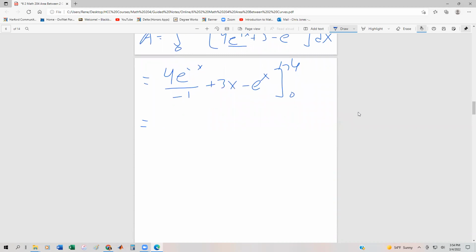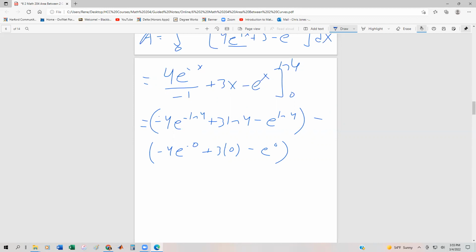So let's substitute ln 4. We get negative 4 e to the minus ln 4 plus 3 ln 4 minus e to the ln of 4. So that's our upper bound. And then for our lower bound, it's going to be negative 4 e to the negative 0 plus 3 times 0 minus e to the 0. All right, now, one thing we have to remember is that e's and ln's undo each other. But we have to be really careful with this because there is a rule of algebra that we need to make sure that we follow.